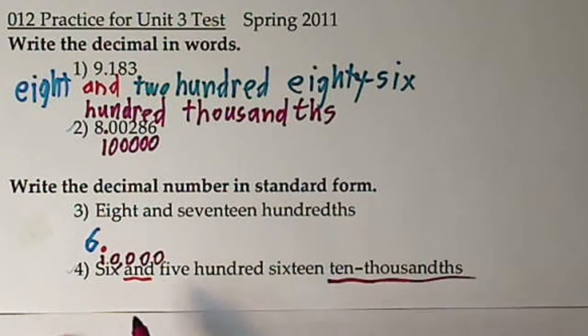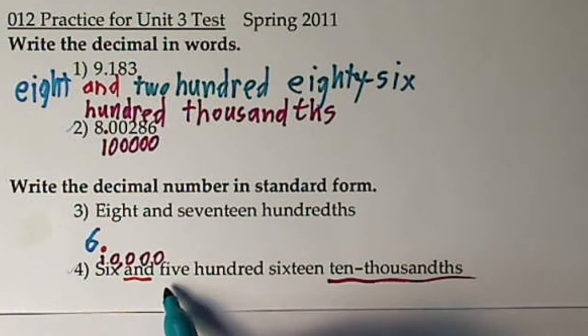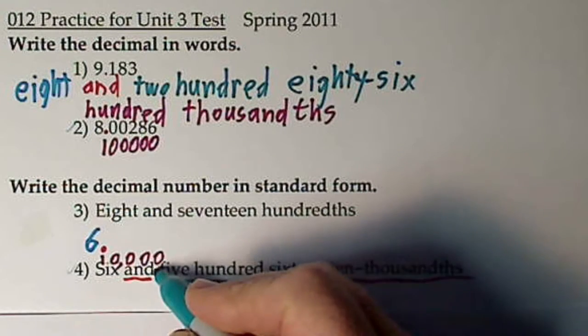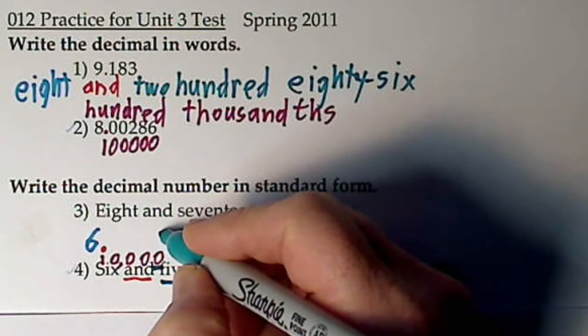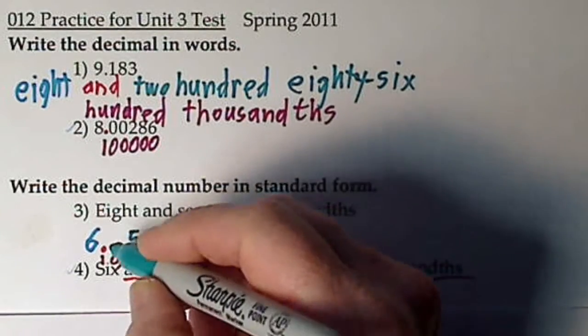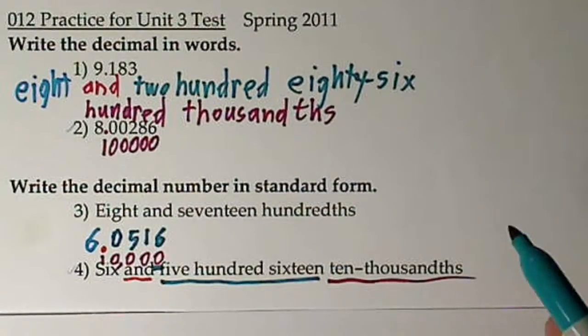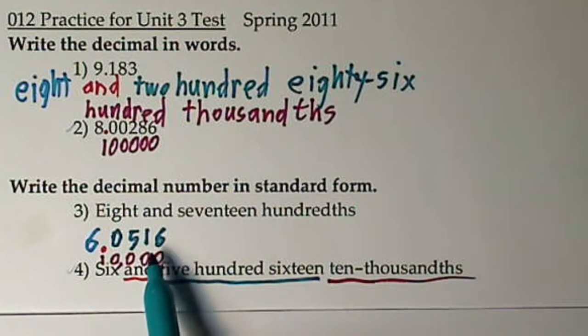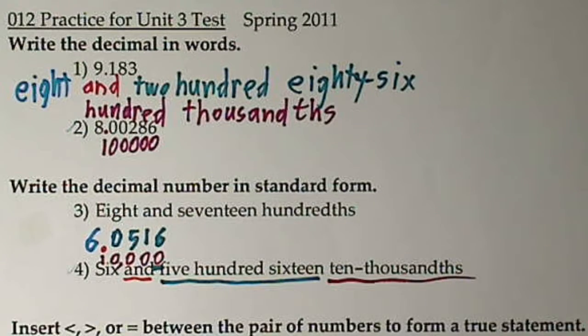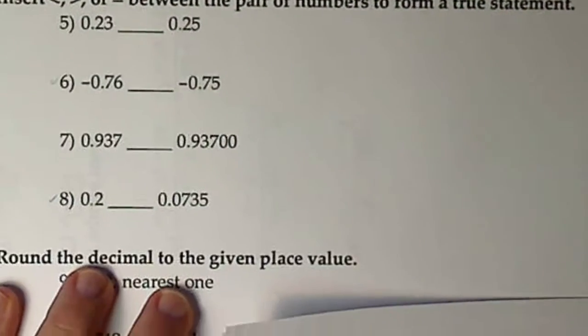So see how I've written the number 10,000 and my 1 is underneath the decimal place? So when I write 516, I want to be sure that the 6 ends up right here. So I'll need one more 0 to hold that spot. So this is 6 and 516 10,000ths. Okay? And we'll take a look at number 6. Slide this up here.